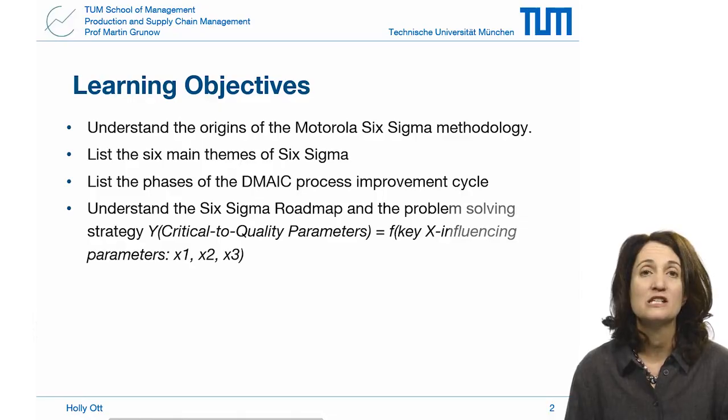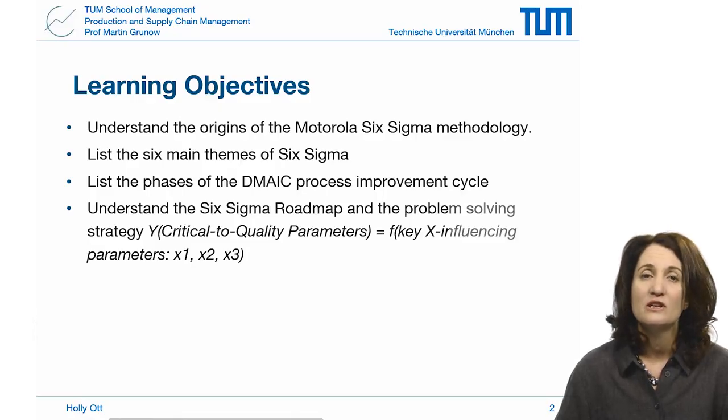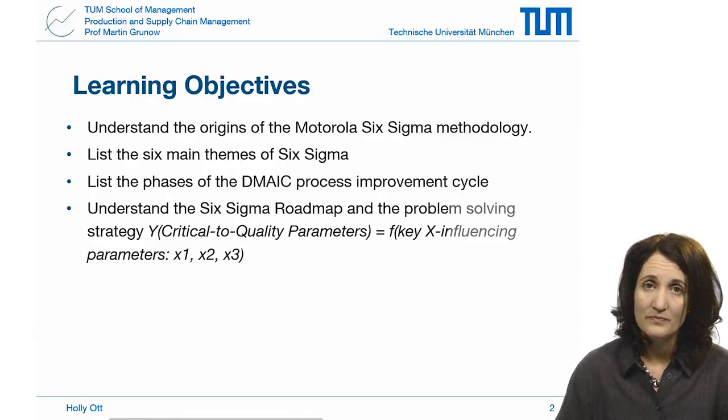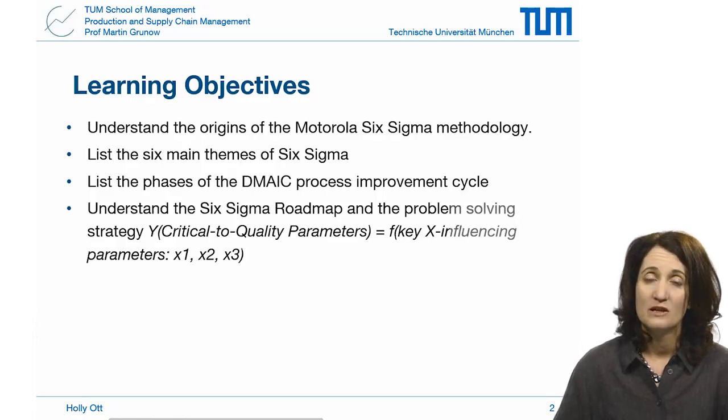They indicate the customer's expectations. And X indicates the influencers, the variables that can influence our critical to quality Ys. And what we're trying to do then is to establish the function Y is equal to the key influencing parameters, the vital few parameters that we can then control to improve our process.